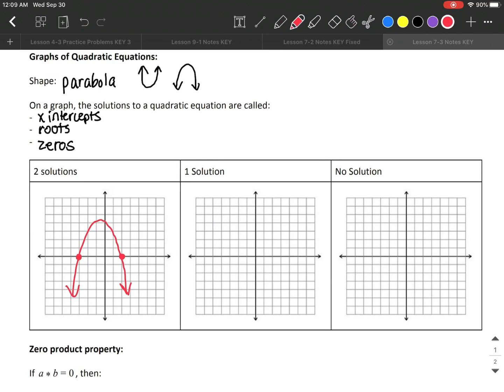For one solution, that means I'm intersecting the x-axis at only one point, which means that point is my vertex. So it's going to be the vertex of the parabola if I have one solution. And then if I have no solution, that means I'm not going to be on this axis at all. I'm not intersecting it. But no solution doesn't mean no graph. It just means I'm not intersecting this x-axis. And I can do that. Maybe that's my vertex. And my parabola goes like this. Never touches the x-axis.